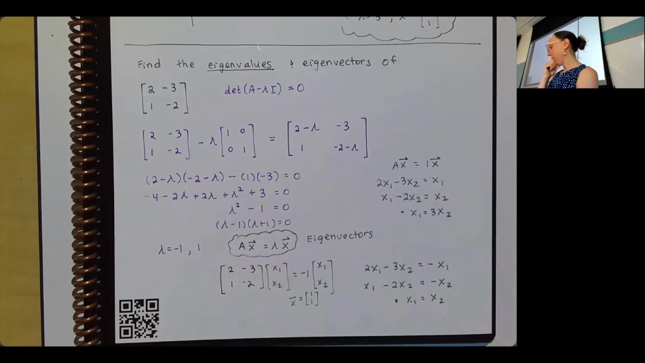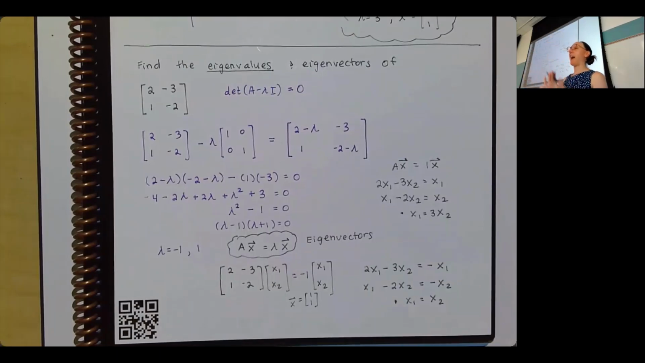Can I do that in my problem? Can I get x1 is 3 x2 down here? Yeah. Absolutely. And eigenvectors are never unique. So this tells me that every point on the line y equals x is an eigenvector. 2, 2 is an eigenvector. 17, 17 is an eigenvector. -4, -4 is an eigenvector. The textbook always plugs in 1 for x1.